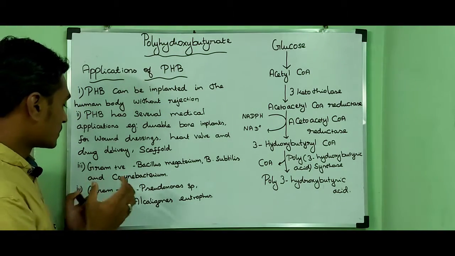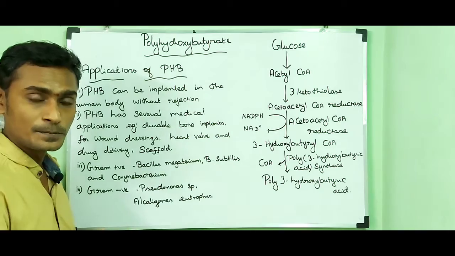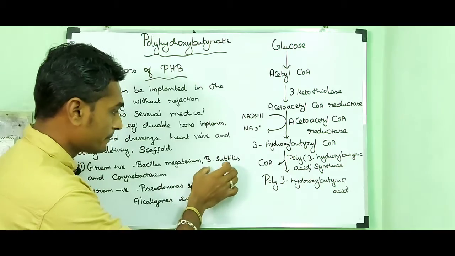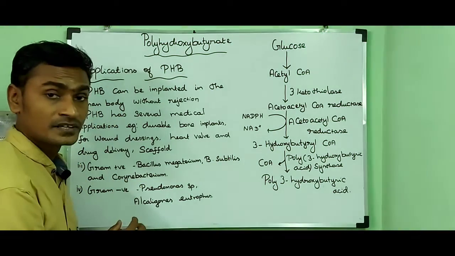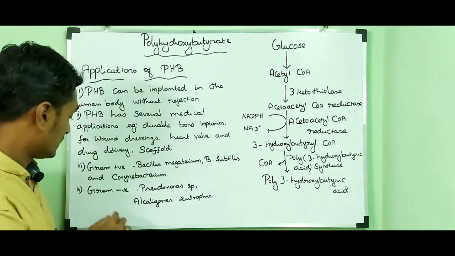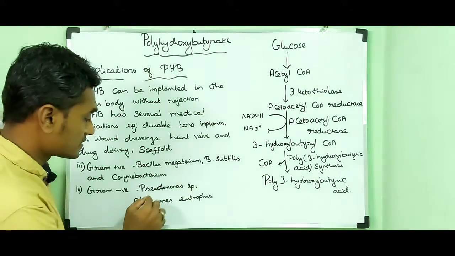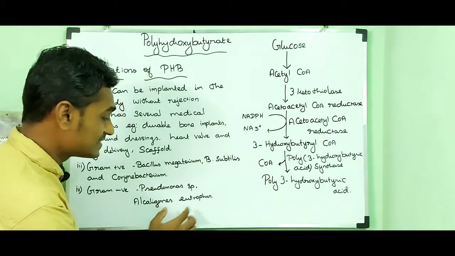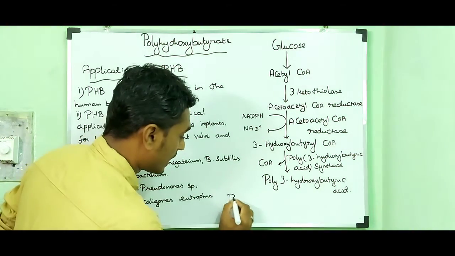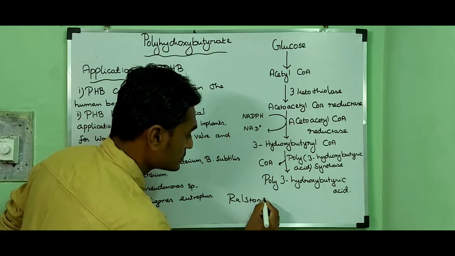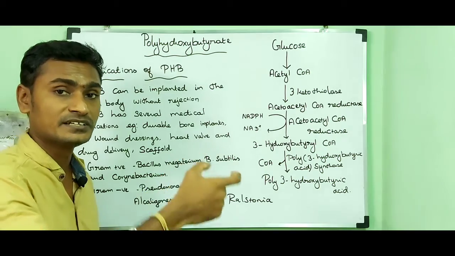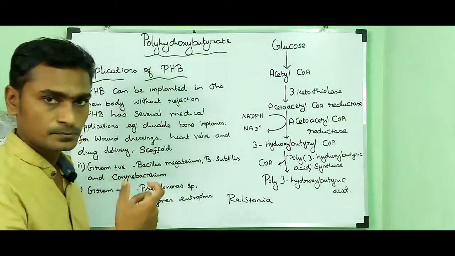Then, what are the bacteria which can produce PHB? Gram-positive bacteria, for example Bacillus megaterium, Bacillus subtilis and Corynebacterium. These bacteria can produce PHB by the fermentation process. Then gram-negative bacteria, for example Pseudomonas species, then Alcaligenes eutrophus. Nowadays, Alcaligenes is called Ralstonia eutrophus.